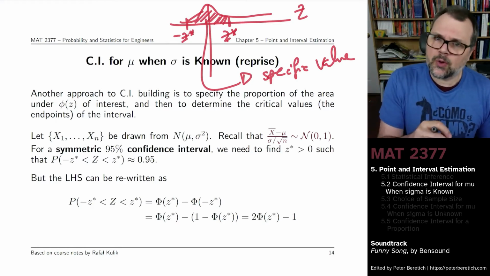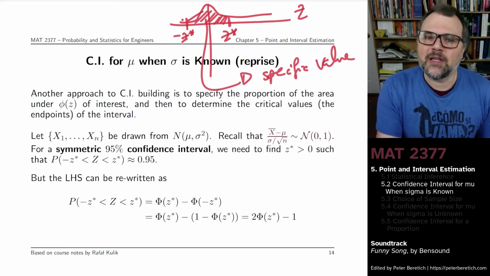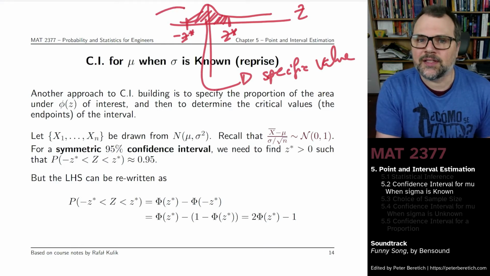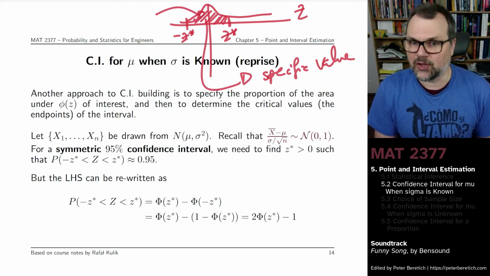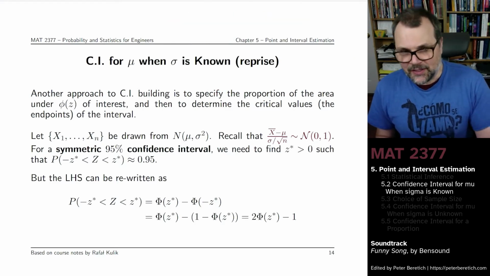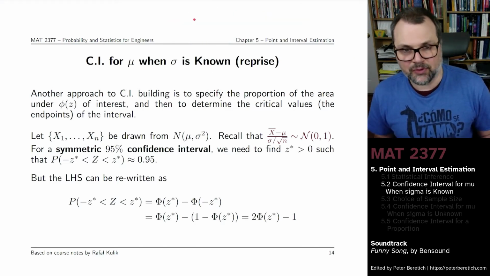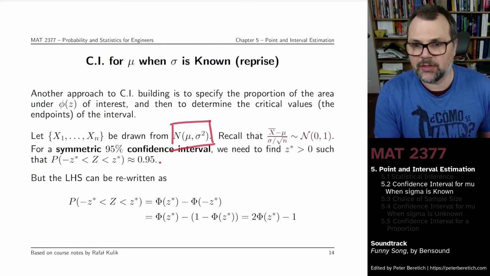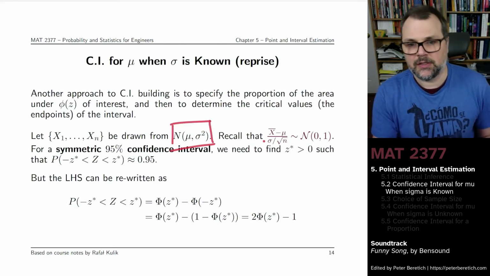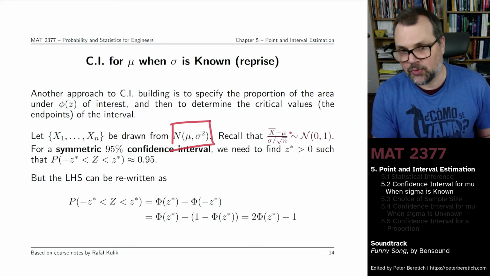You could do it the other way around as well. You could say, find me the points which will guarantee that this is 95% of the area underneath the curve, or 90%, or 99%. So let's say you have a sample of n observations drawn from some underlying normal population. If you standardize the sample mean, subtract mu, divide by sigma over square root of n, you get that this is a normal distribution, which is standard, mean 0, standard deviation 1.